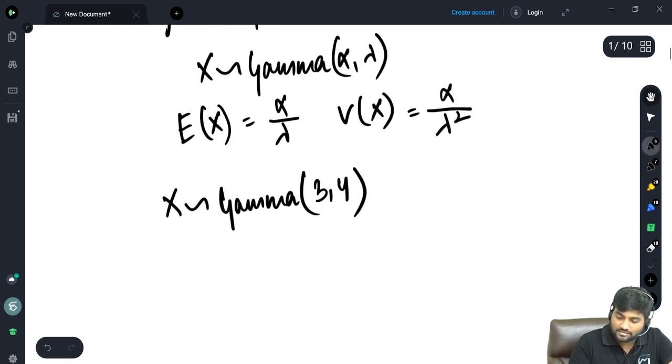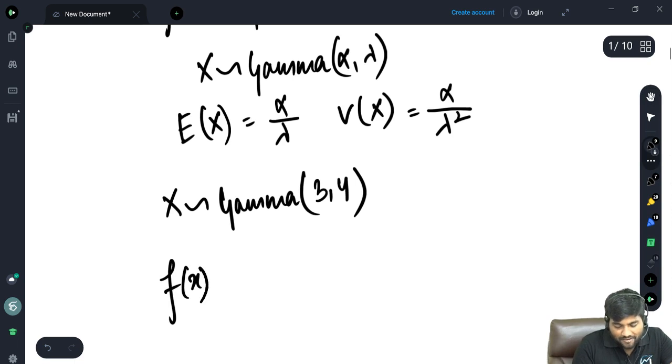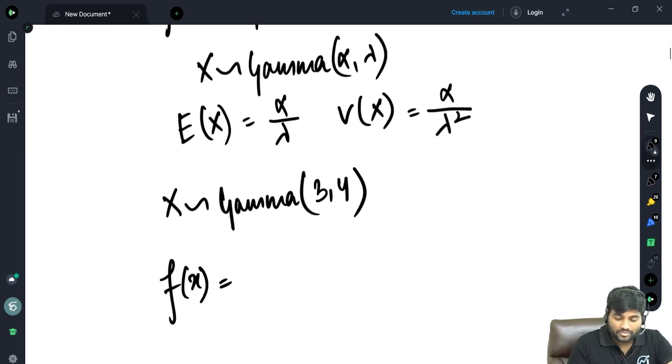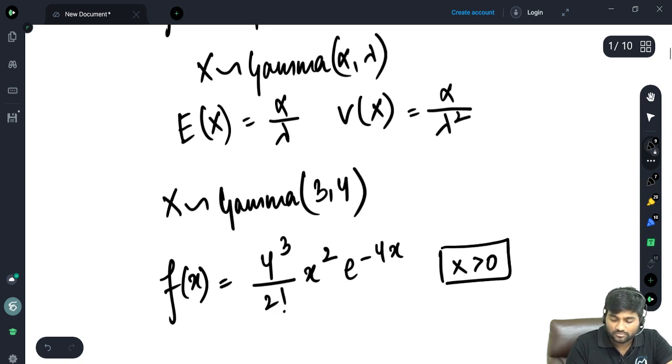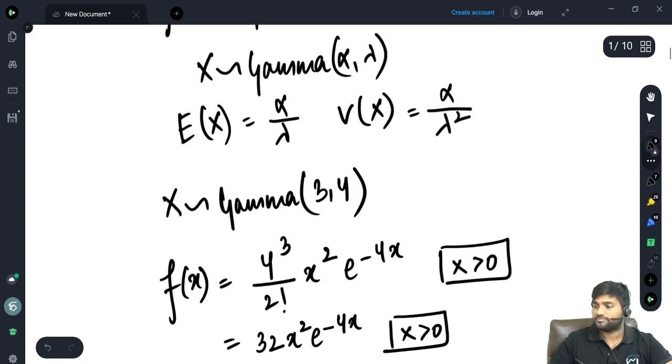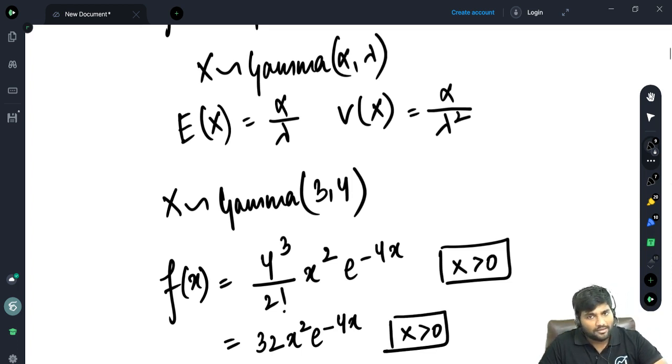So now f(x) will be 4 cube by gamma 3, which is 2 factorial, x to the power 2, e to the power minus 4x, where x is greater than 0. So this is nothing but 32 x square e to the power minus 4x, where x is greater than 0. Is it okay?